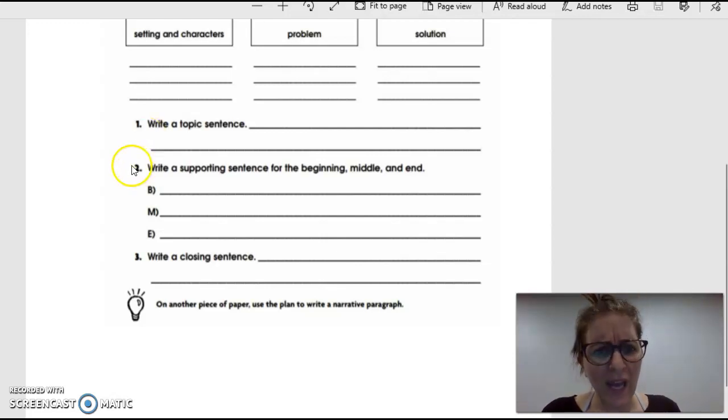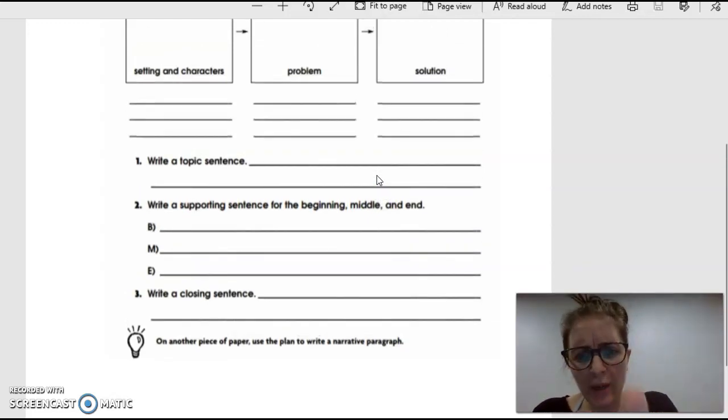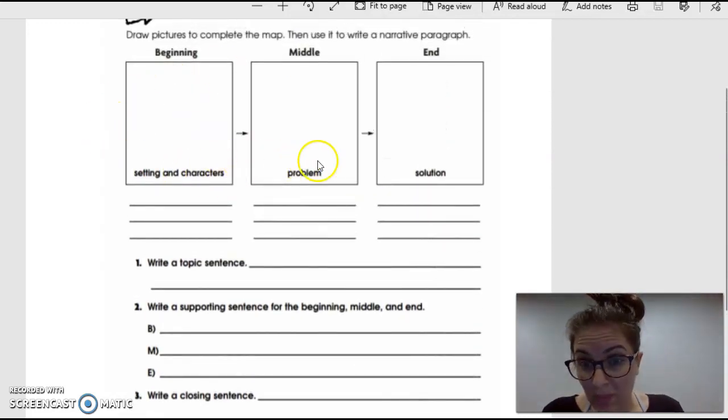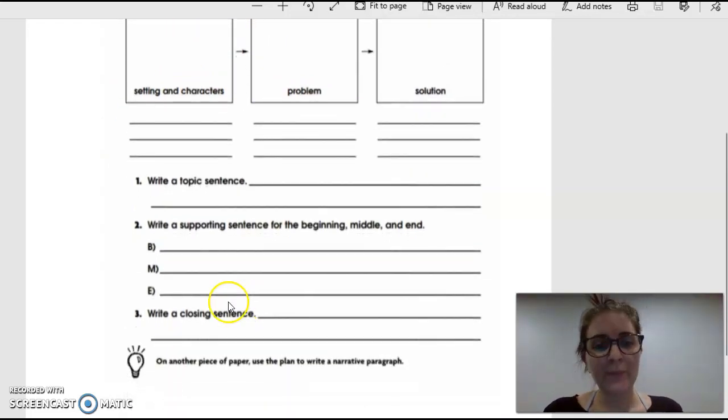Okay? After that, number 2 over here, write a supporting sentence for the beginning, middle, and end. I want you to write one sentence describing what happens at the beginning, what happens in the middle, and what happens at the end. Look back to your pictures that you created, and then write a sentence about that. Okay? And then finally, number 3, a closing sentence. How will your story end? Will Miss Vitale be happy that she got her McDonald's food, or will she be irritated because it took so long? So you figure out how you would like to do that.